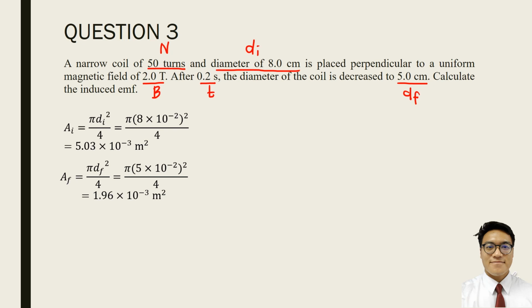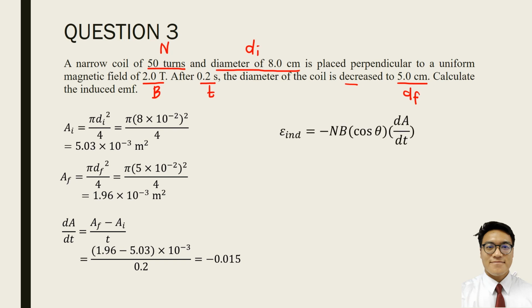And then we can find the change in area, which is final minus initial, always final minus initial. So 1.96 minus 5.03 times 10 to the power of negative 3 over 0.2 second. We should get a negative value because the diameter is decreasing. The final is smaller than the initial. So we get a negative value here. Okay, and then substitute into the formula, which is induced EMF equals negative N B cos theta dA over dt, because this time what's changing is our area.